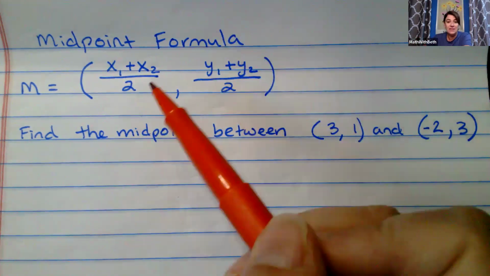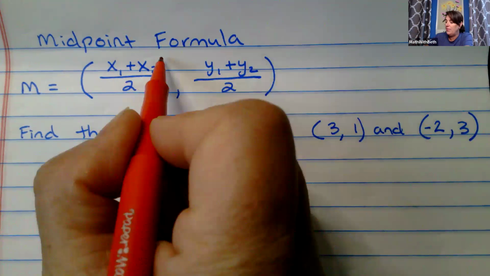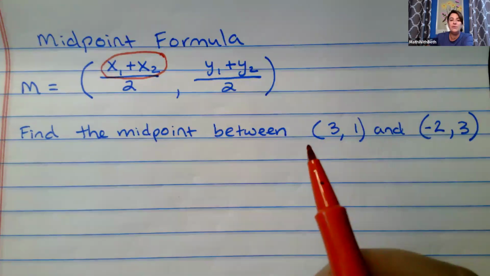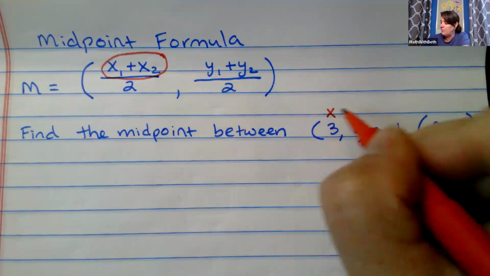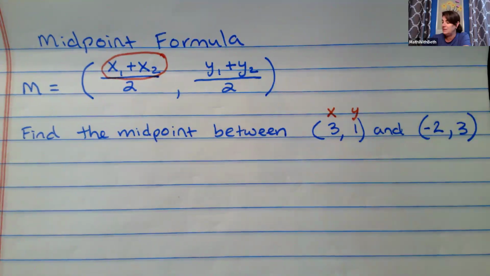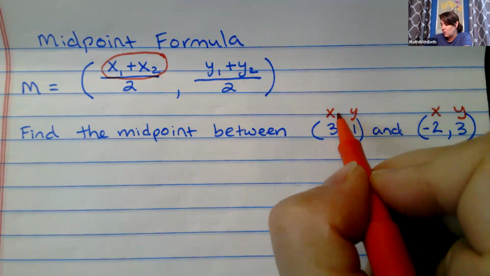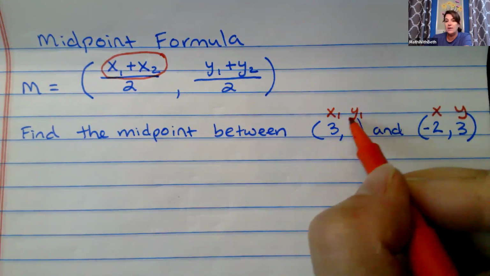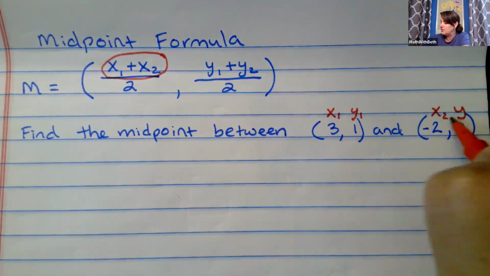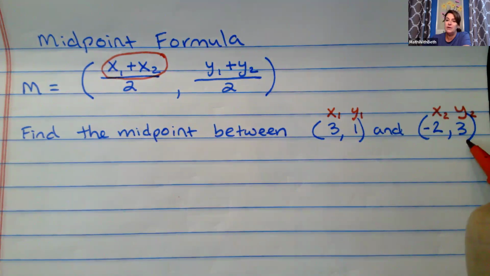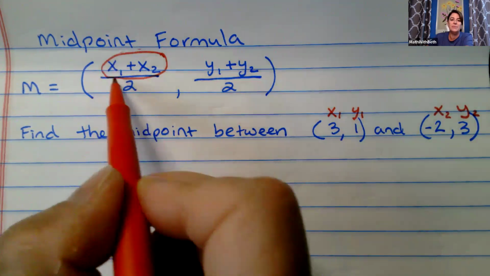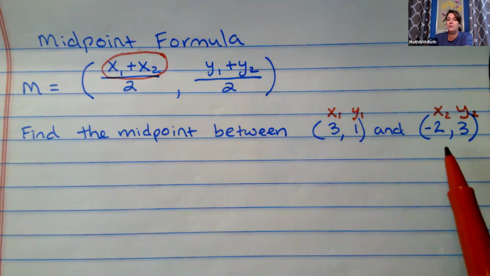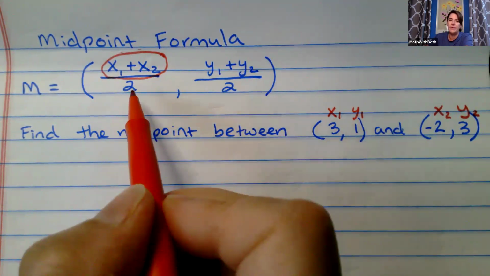It looks fancy, but all this is saying is when you have your 2 points, you're going to add the 2 x's. So remember, when you have a point, the first number is an x, the second one is a y. So if you wanted to, you could call this x1 and y1 because that's the x and y from the first point, x2 and y2 because that's the second point. But really, like I said, if you just think that in your head, what this means is I'm going to add the 2 x's and then I'm going to divide by 2.